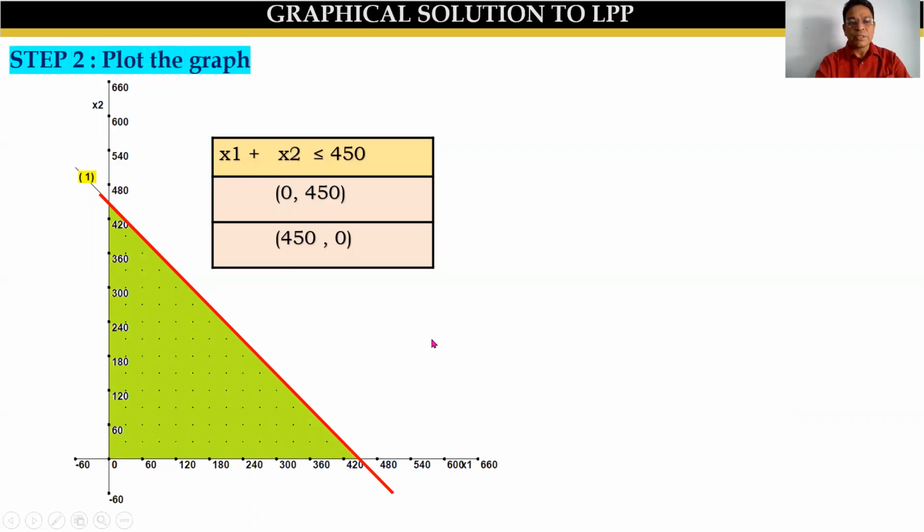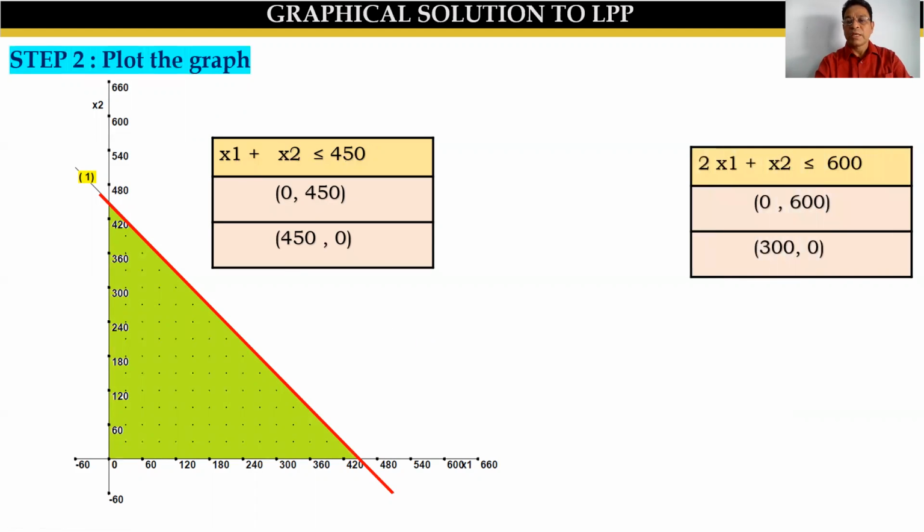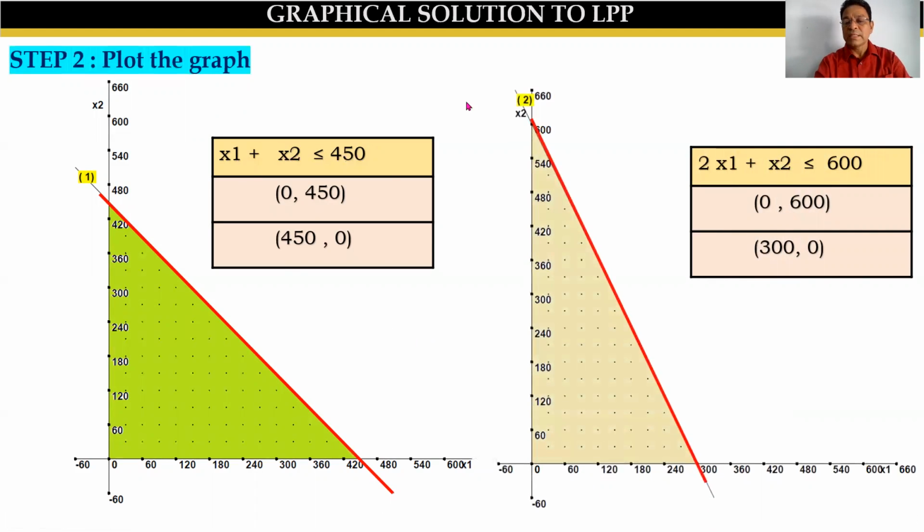Okay, so we have drawn the first plot, then we'll draw the second plot. Here we have the second plot, which says that this line 2x1 plus x2 equal to 600 is drawn by this line. But our second constraint is 2x1 plus x2 is less than or equal to 600. So since it is less than 600, it has to be towards the origin.